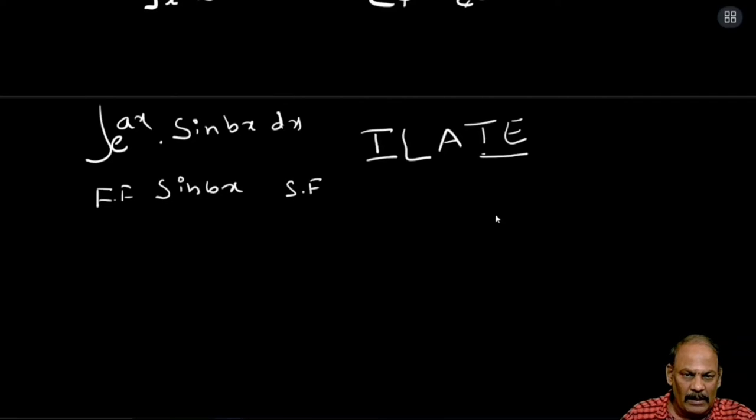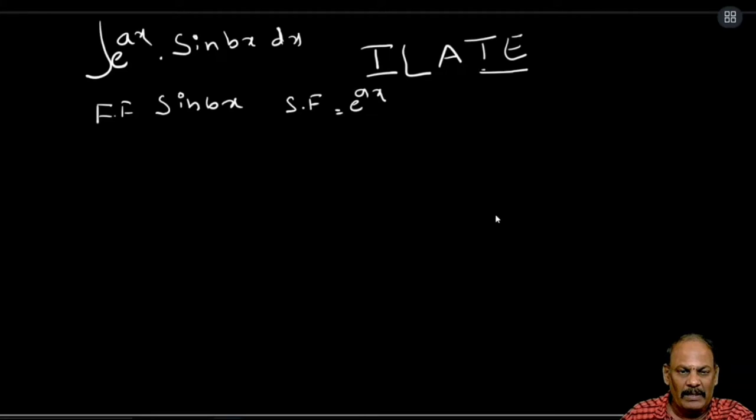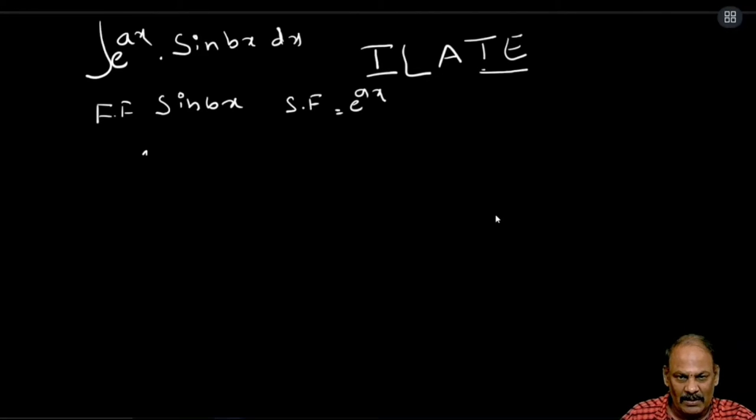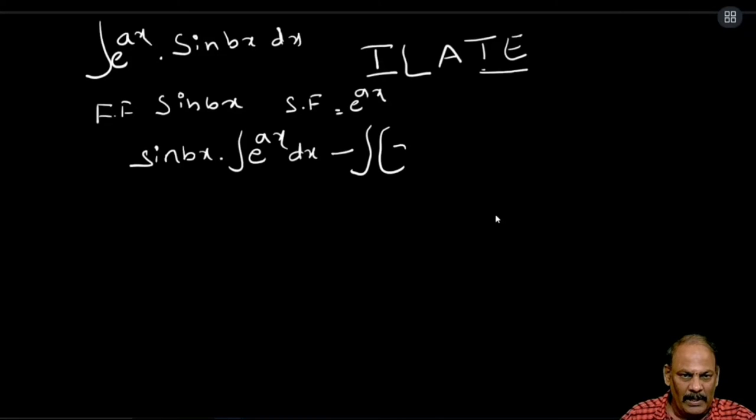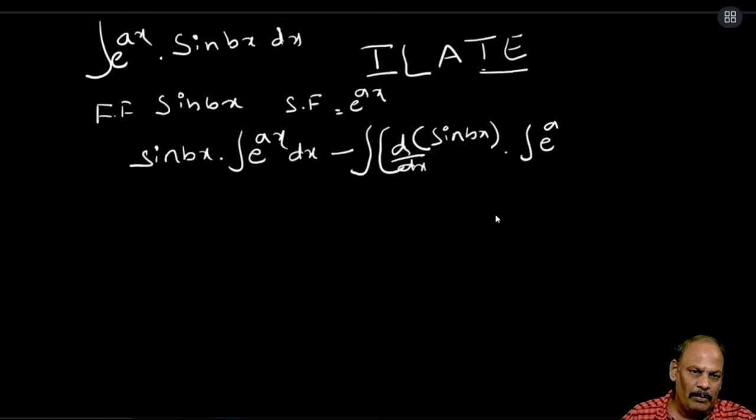Automatically, the second function is e to the power of ax. Again, we should apply the same formula. That is, first function sine bx into integral of e to the power of ax dx, minus integral of d by dx of first function sine bx into integral of e to the power of ax dx, that is the second function, whole dx. We have to keep it.